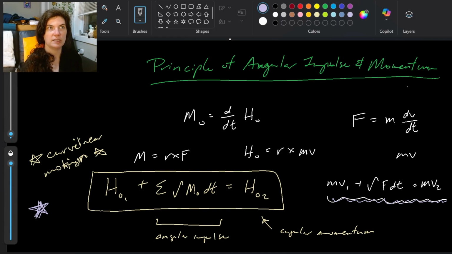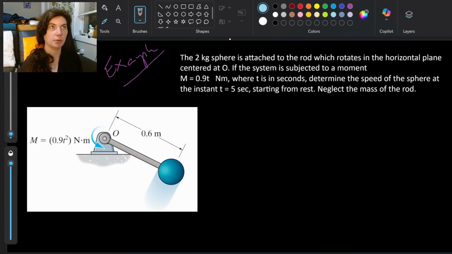So we'll take a look at a couple of examples of how we can use this equation, how we can apply it when we have some curvilinear motion systems. In this first example, we've got a 2 kilogram sphere that's attached to the end of a rod which rotates in the horizontal plane centered at O. If the system is subjected to a moment of M equals, and I just realized my squared got dropped there, M equals 0.9 t squared, which we also do see over here in the image, 0.9 t squared, where t's in seconds, determine the speed of the sphere at the instant t equals 5 seconds starting from rest.